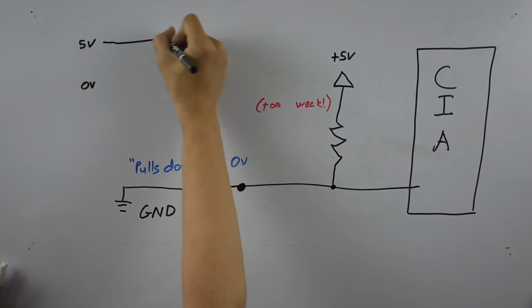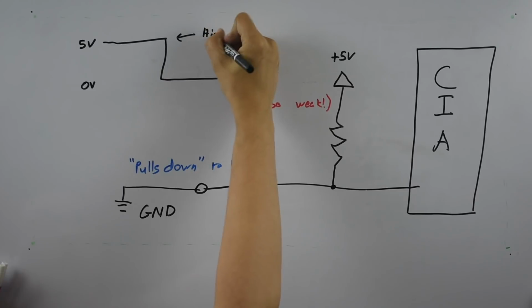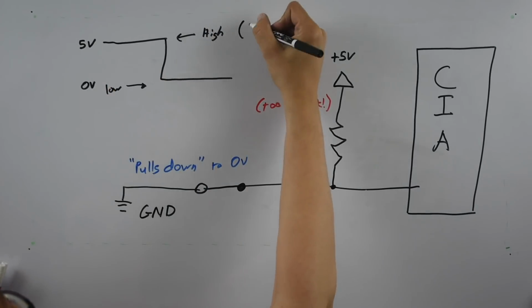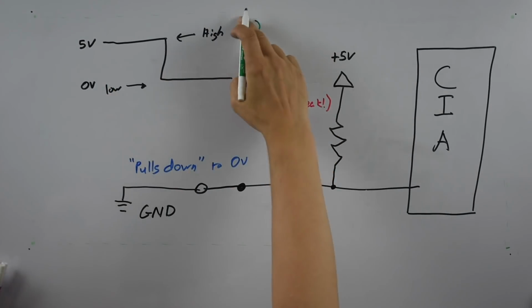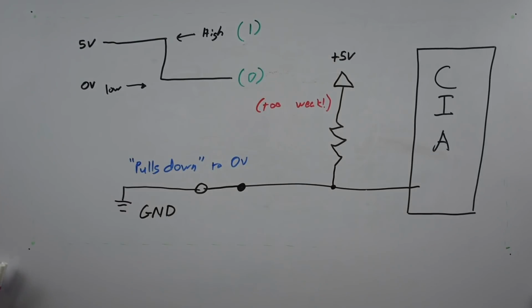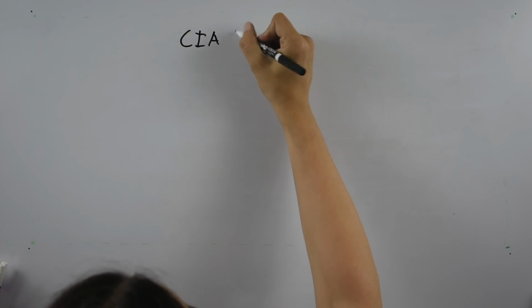Logically, 5 volts represents a 1, while 0 volts is a 0. So when we read the register, this means that if we see a 1, the switch is open, but if we see a 0, that means that the switch is closed and the user is pressing a direction or fire button.